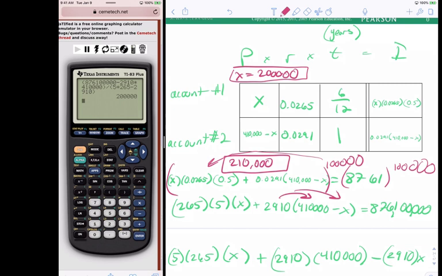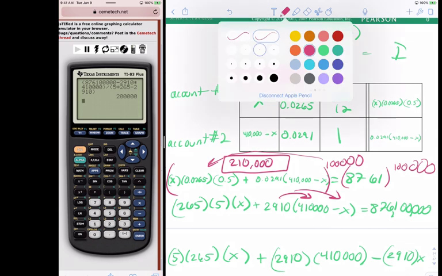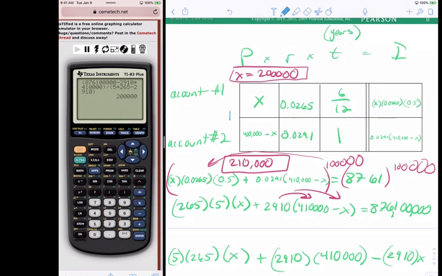Give me a color. Blue. I need something bright. I think this will stand out. Okay.